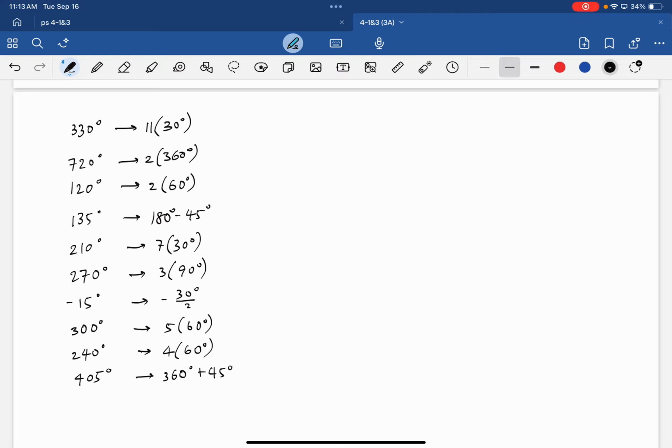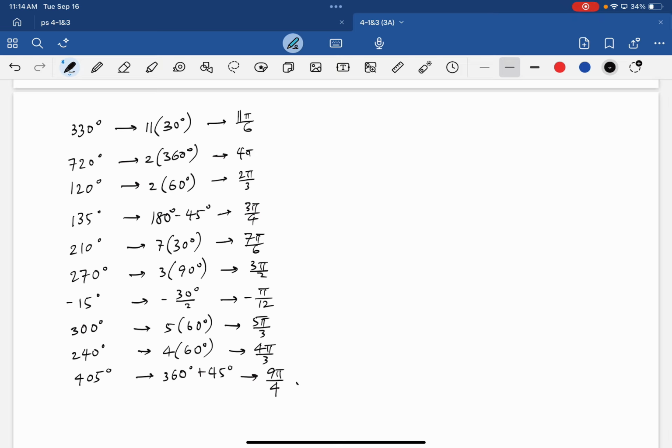Okay, so based on these, you can pretty quickly identify what these are in radians. 11 pi over 6, 4 pi, 2 pi over 3, 3 pi over 4. There you could check your answers. 7 pi over 6, 3 pi over 2, negative pi over 12, right? Because that's 1/2 of negative pi over 6. This is 5 pi over 3. This is 4 pi over 3. And this is 9 pi over 4.